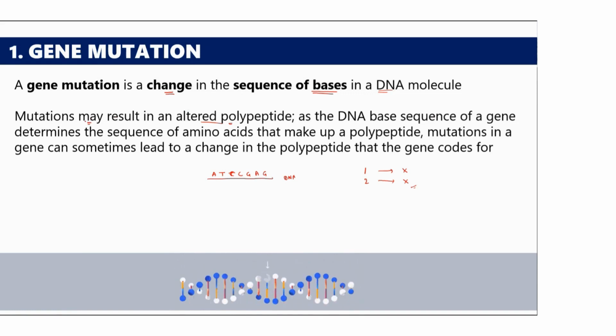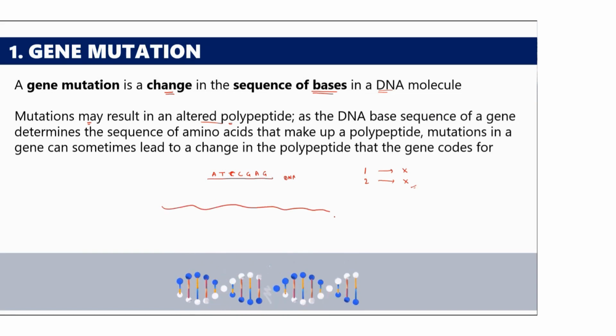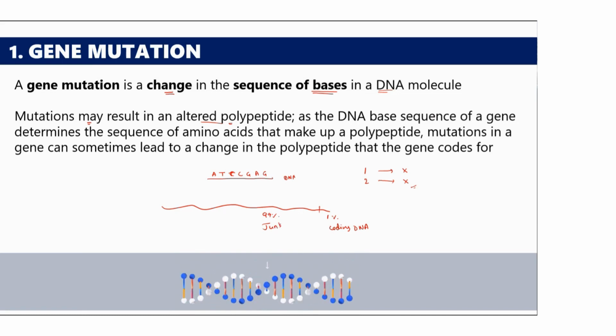So mutations occur every time; whenever a DNA replicates, there are mutations. And one of the most beautiful things about our DNA is that 99% of our DNA is waste, as in it doesn't really code for anything. Around just 1% of the DNA is your coding DNA, and around 99% is your junk DNA.